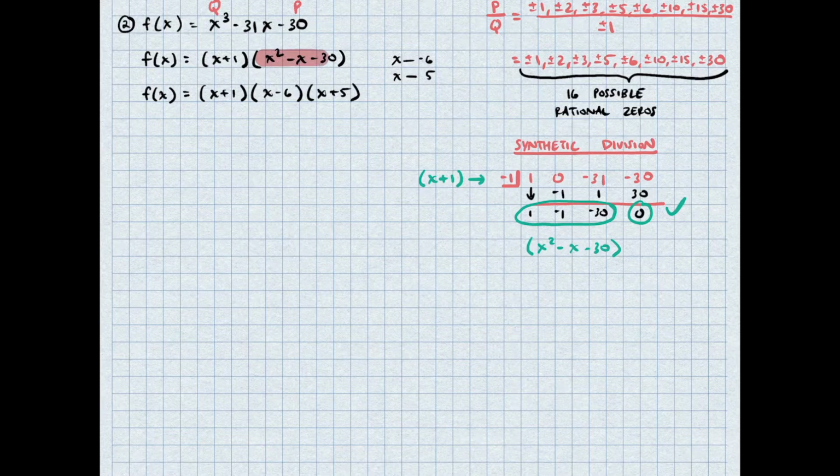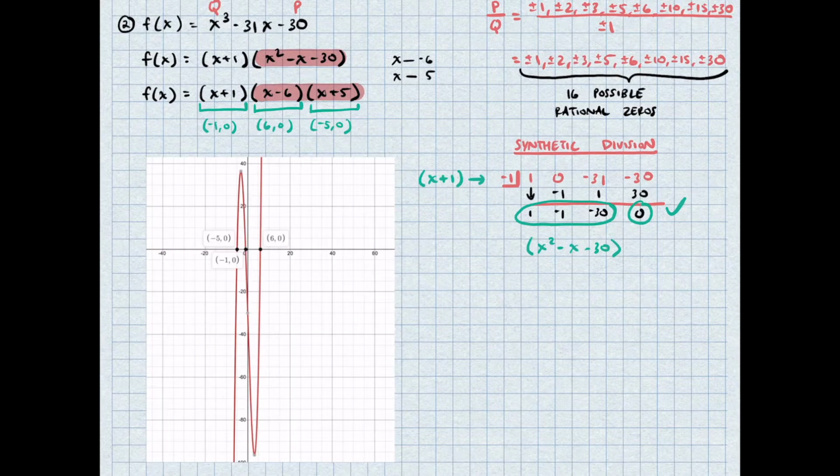Here we just factored this quadratic into two linear binomials. If you run into a quadratic that's not factorable, don't forget that you can just use the quadratic formula. From these linear factors, we know the x-intercepts, or the zeros, are negative 1, 0, we have 6, 0, and negative 5, 0. Let's check this on a graph real quick. And looking on a graph, this checks out.